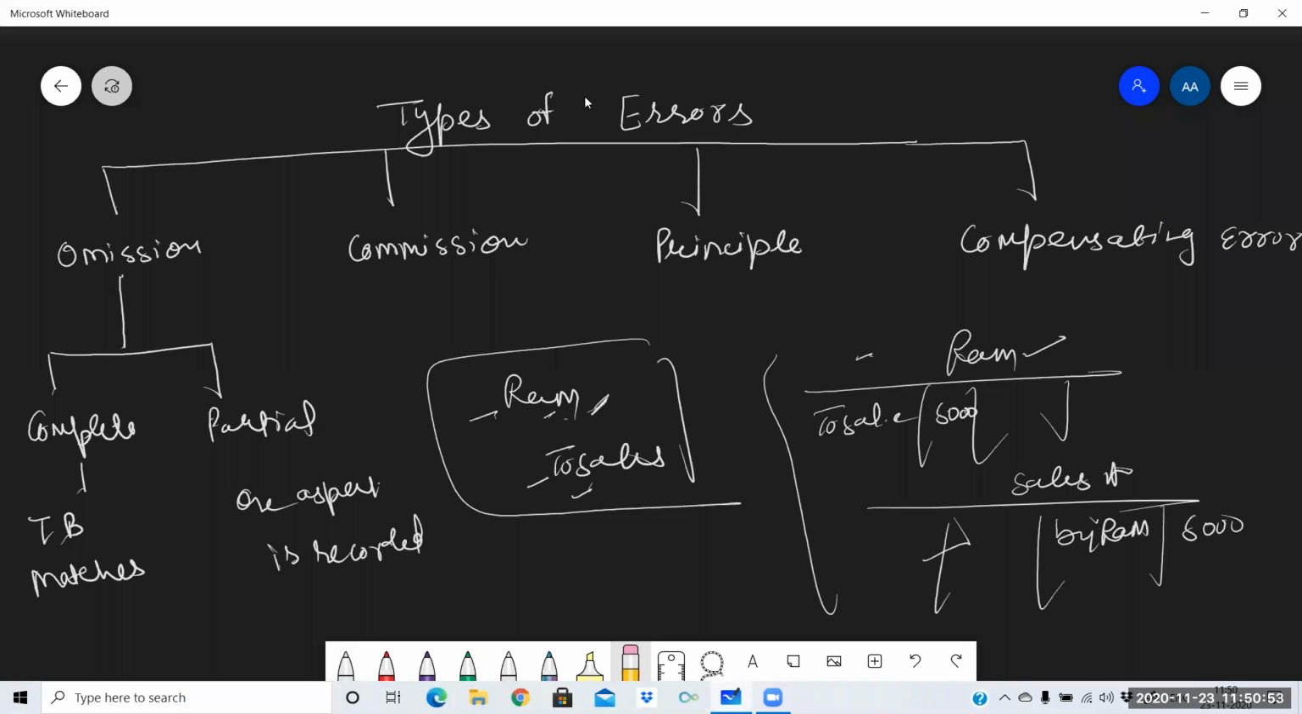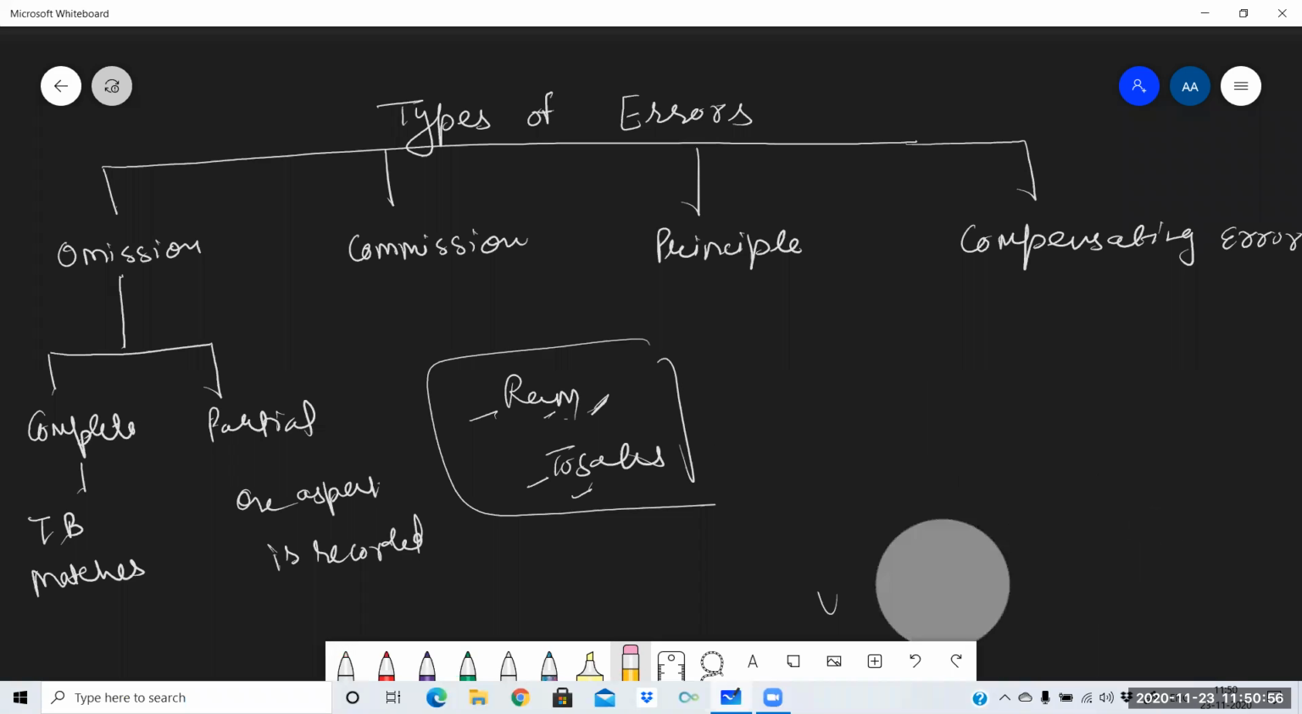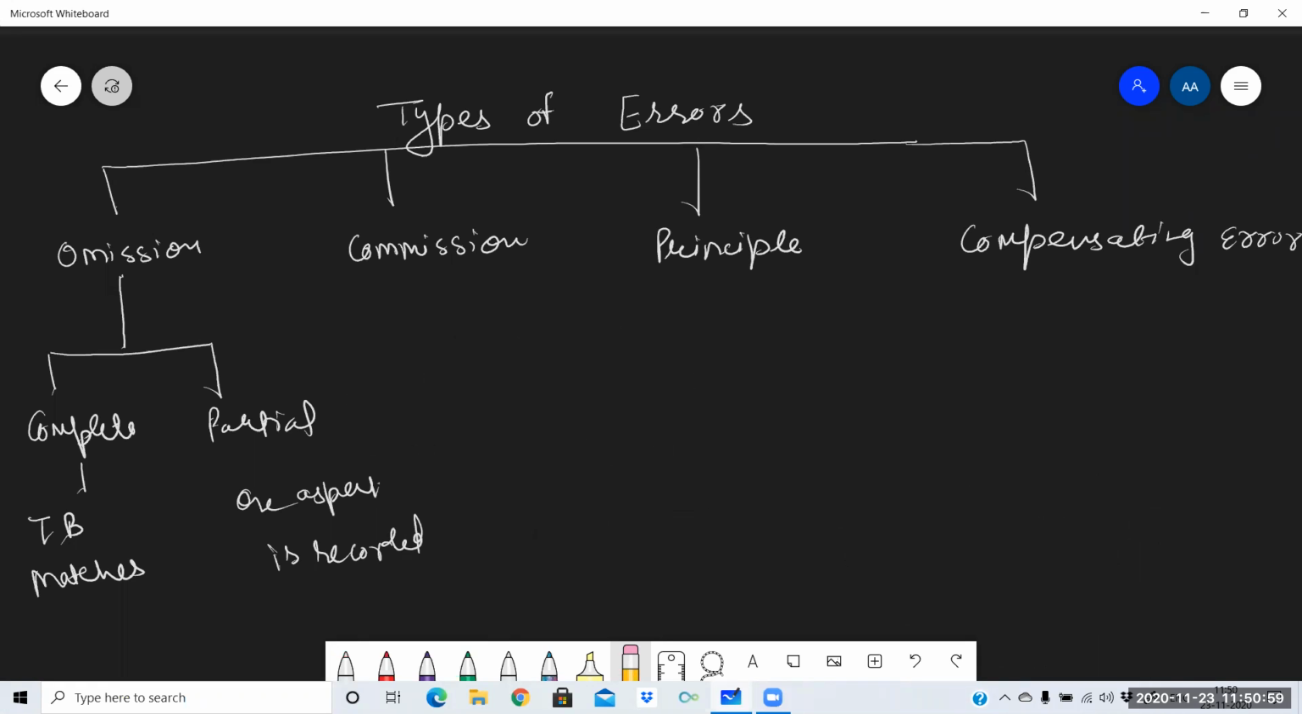So this is all about the errors of omission. Two types of error of omission: complete omission and partial omission. Complete means we have not recorded the transaction at all, or both the aspects are not recorded. And partial means only one aspect is recorded. Or some other type of partial omission can be there, like we have omission in carrying forward the total from one page to another page. When we are making the journal or ledger in actual, then one page total is carried forward to the other page. So sometimes we may forget to carry forward the one page total to the other page. In this case, again, the partial omission error is there.